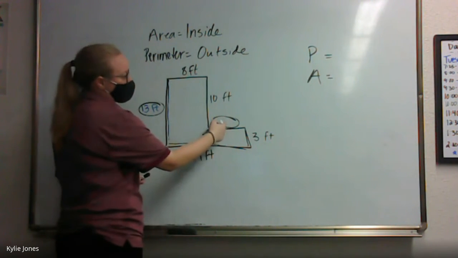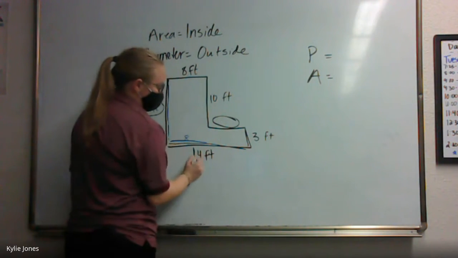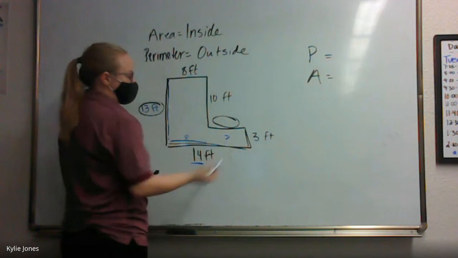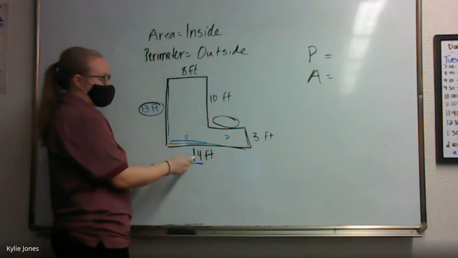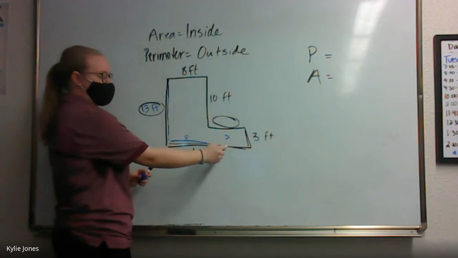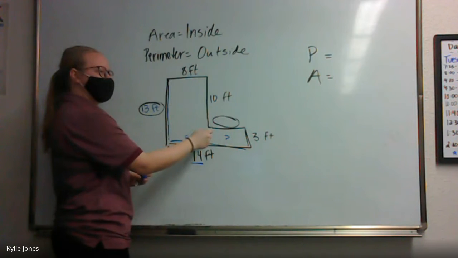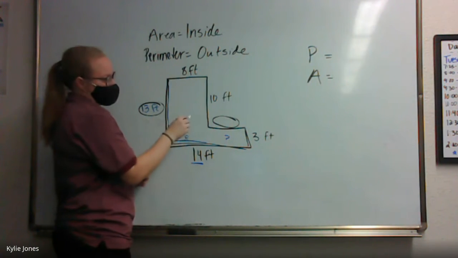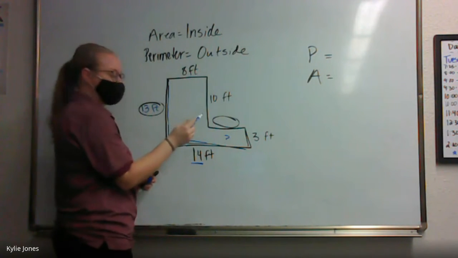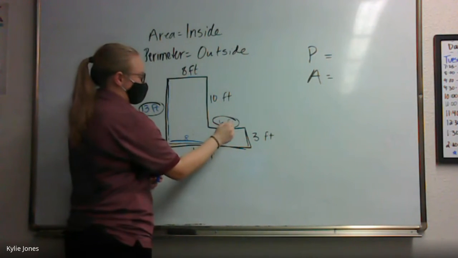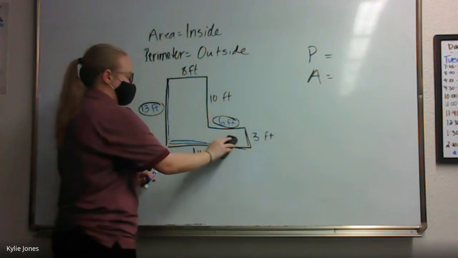Now we need to find this one. So we know from here to here is 8. The total is 14. So what's left over right there? We need to subtract. So what's left over? 14 minus 8? 6. Thank you. 6 feet. Okay. So now we have all of our side lengths.